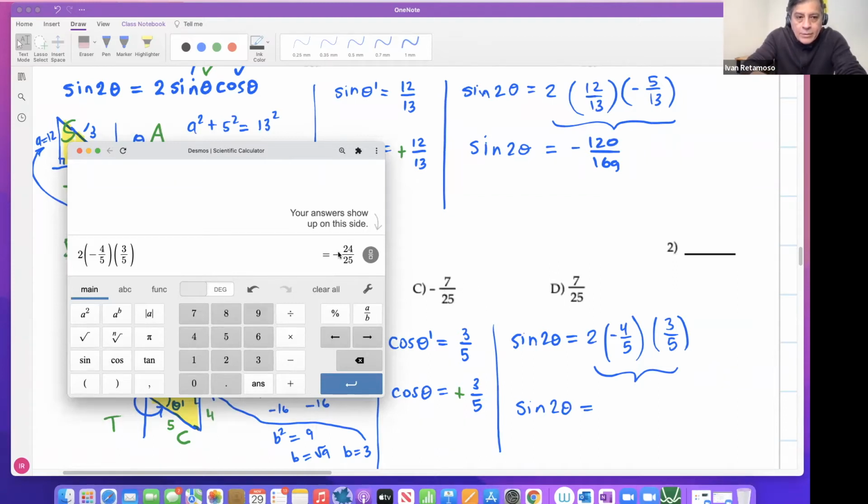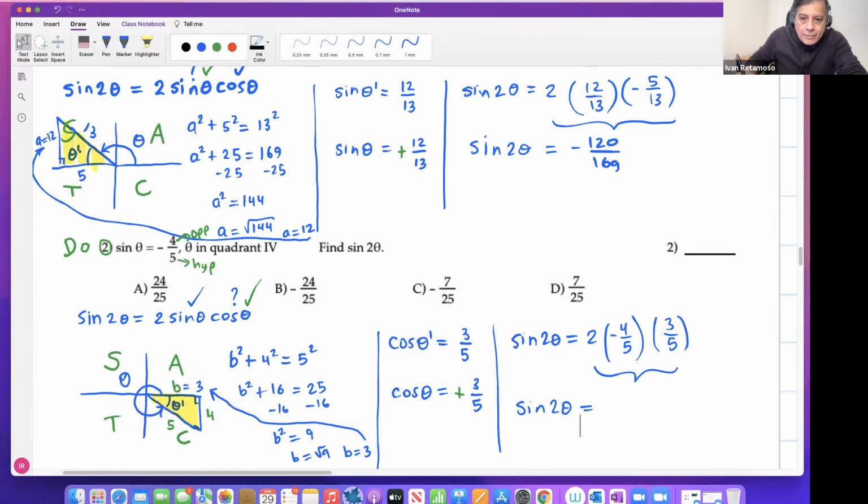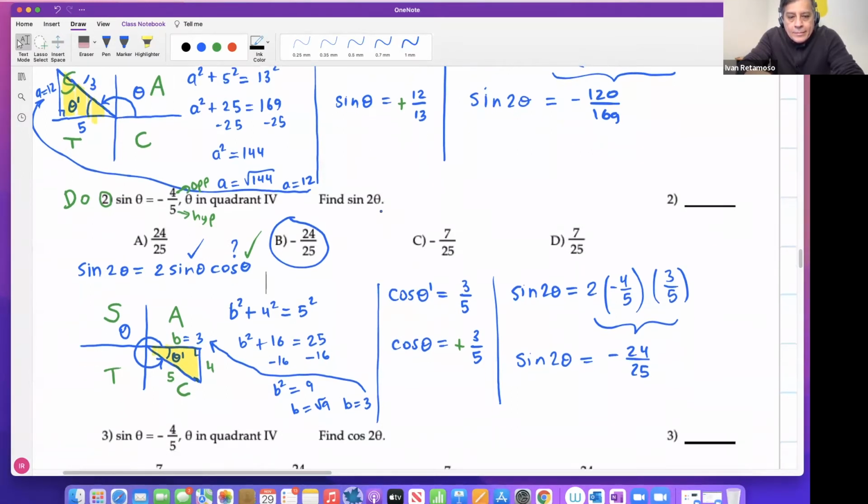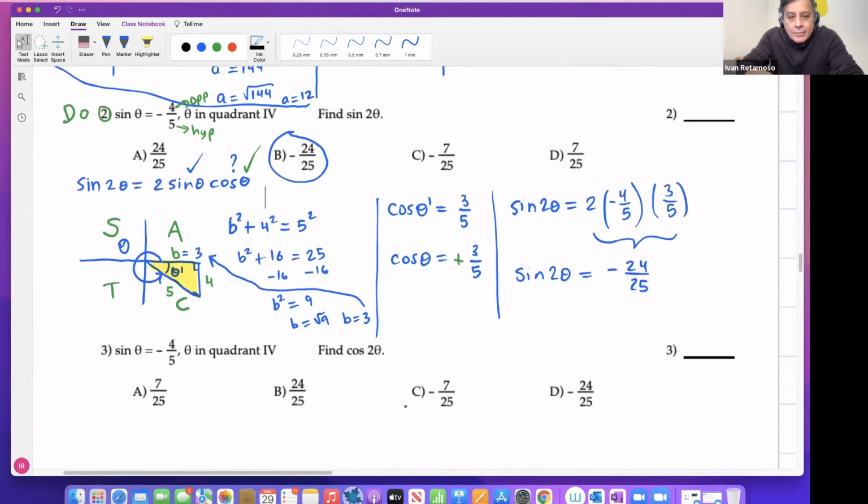But I'm just giving you this extra tool in case the numbers are not friendly. Use this, guys. Don't get stuck, especially in your homework, perhaps you have to do it. So minus 24 over 25. And that's it. This is the answer. Very good, guys. So you see how you can use the sine of the double angle to solve this problem. Great. So now there's another one here for cosine.